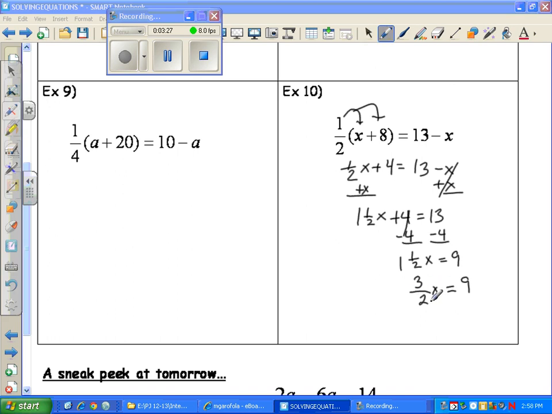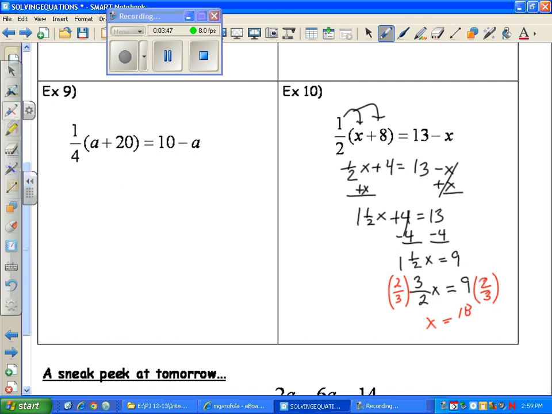Now I want to divide by 3/2, which is the same as multiplying it by its reciprocal, 2/3. Remember, these are multiplicative inverses. Anytime we multiply multiplicative inverses, we get 1. So we're left with 1x on this side of the equation. Over here, I'm going to have 9 times 2, which is 18. And if you want to put 9/1, you can. 1 times 3 would be 3. And 18/3 is 6. So our solution to this equation is 6.